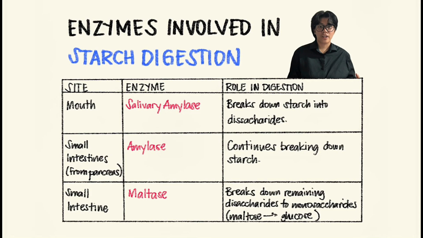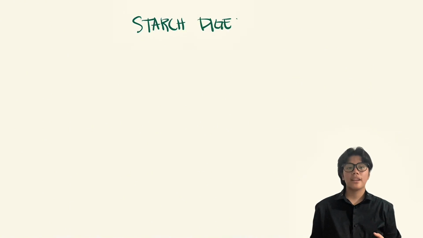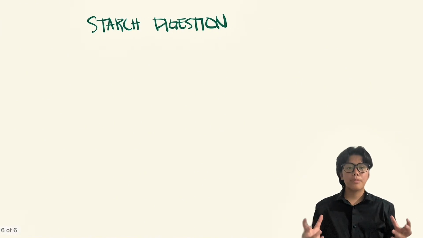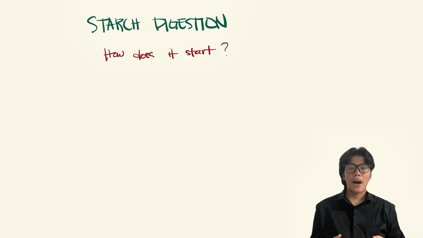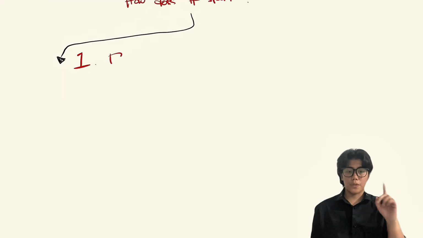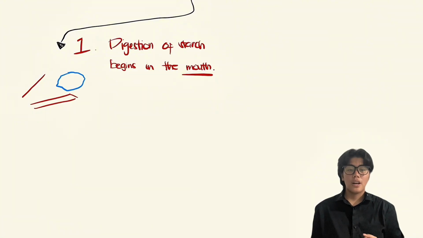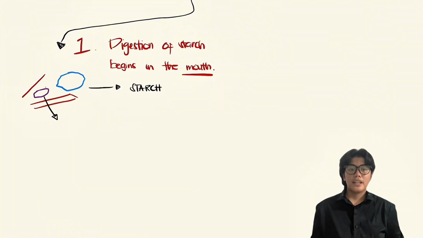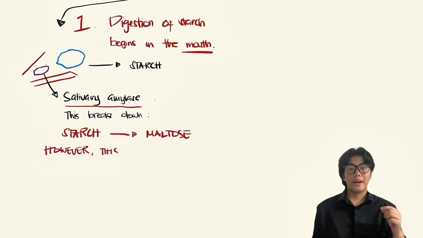Now let's go over the whole process of starch digestion. I've now introduced the different enzymes involved in starch digestion, right? So now I'll discuss the whole process, so we can see how the enzymes work and the final product for this entire process. How does this exactly start? First, starch digestion begins in the mouth. When your food comes in contact with your saliva as you chew it, your saliva has an enzyme called salivary amylase, or ptyalin. And what that does is break down your starch to maltose.